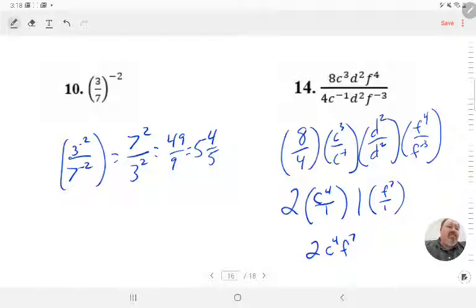All right, let's see how you did. So 8 over 4 would just become 2, and then c cubed over c to the negative 1 power would be c to the fourth, and then d squared over d squared would just be 1, and then f to the fourth over f to the negative third power would be f to the seventh power, so 2c to the fourth, f to the seventh. All right.